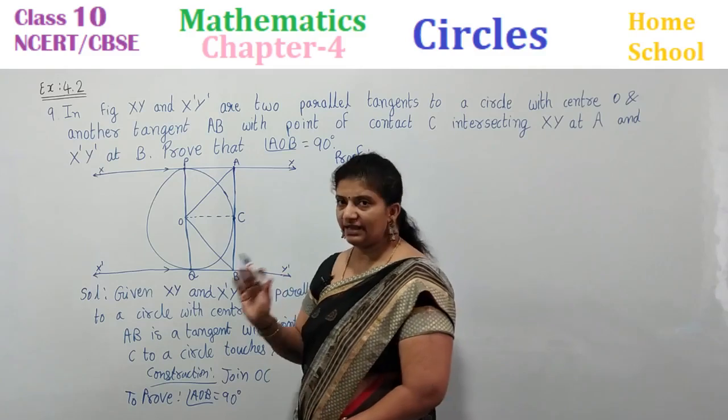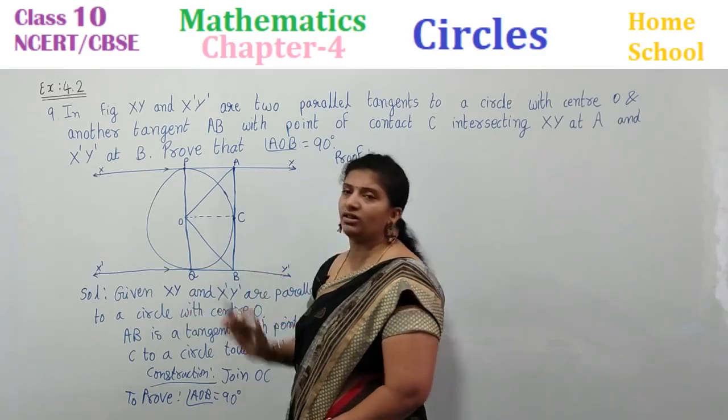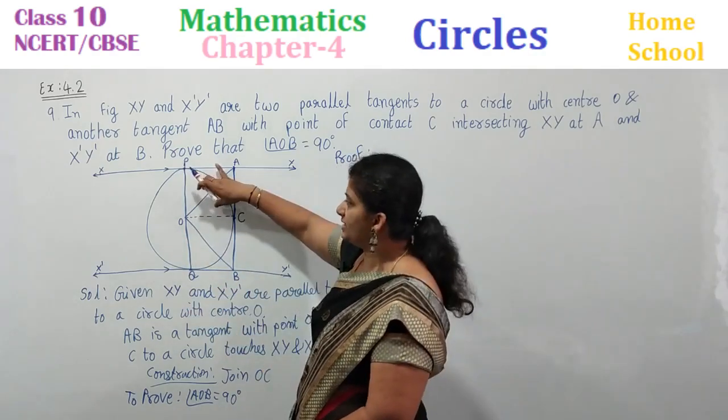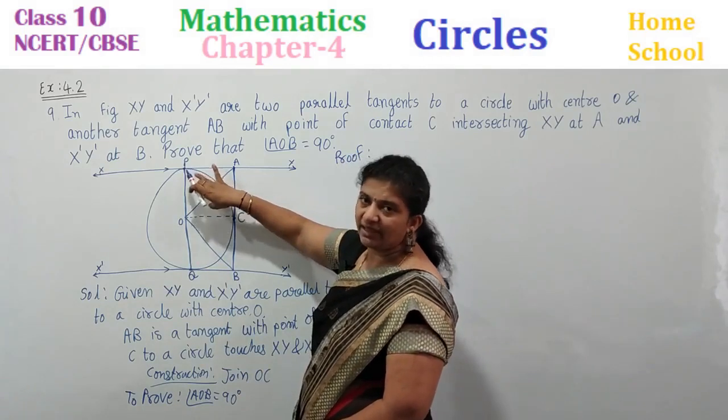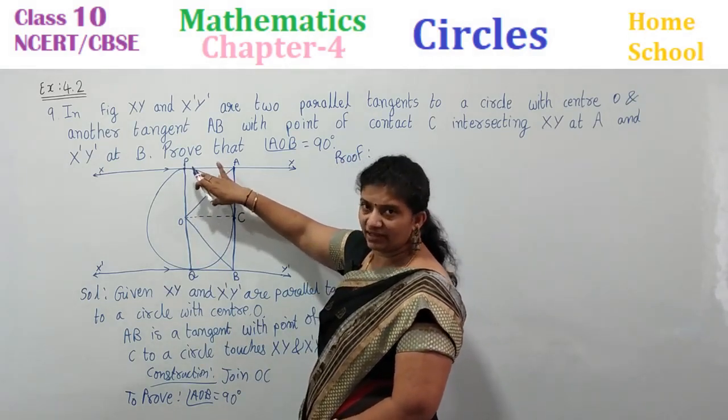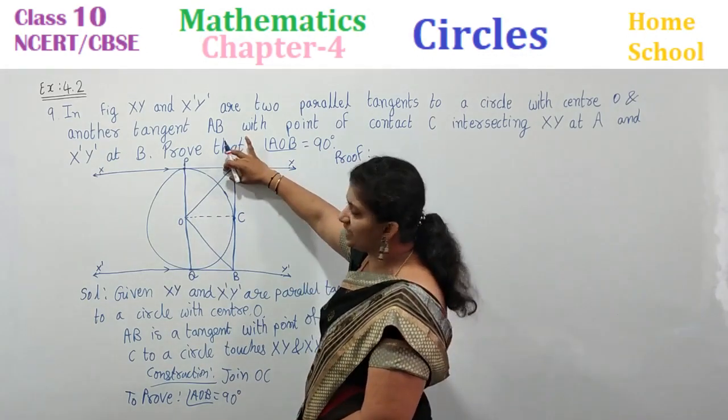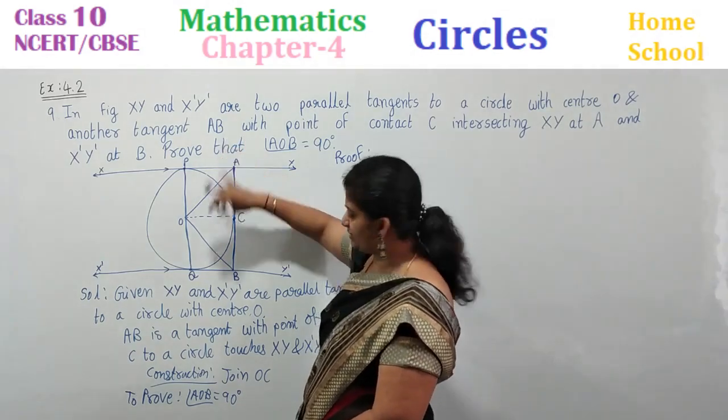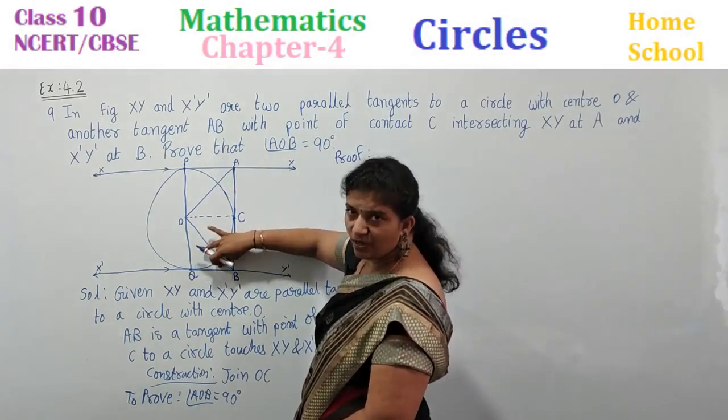Okay. So once again, I repeat here, how can we solve this problem? Consider these two triangles, make them congruent. After making them congruent, equate these two angles. Similarly, these two angles will be equal.